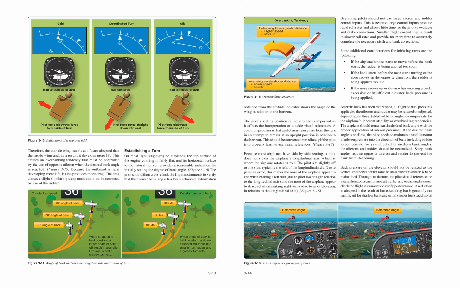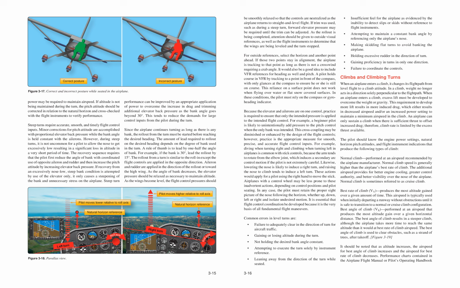Figure 316. Visual reference for angle of bank, 3 to 14. Correct posture. Incorrect posture. Figure 317. Correct and incorrect posture while seated in the airplane. Power may be required to maintain airspeed. If altitude is not being maintained during the turn, the pitch attitude should be corrected in relation to the natural horizon and cross-checked with the flight instruments to verify performance.